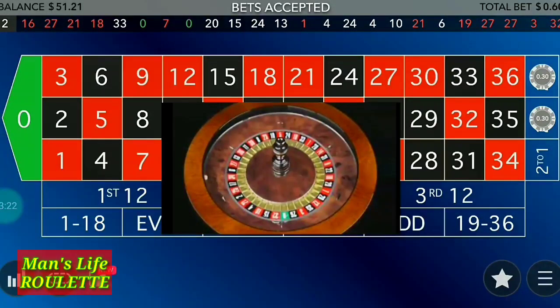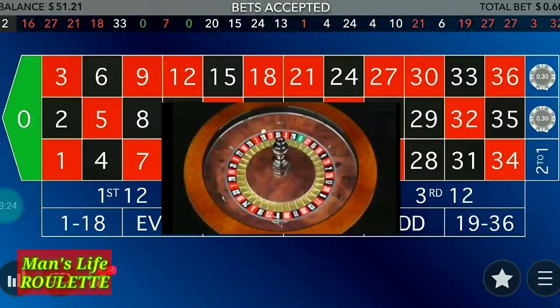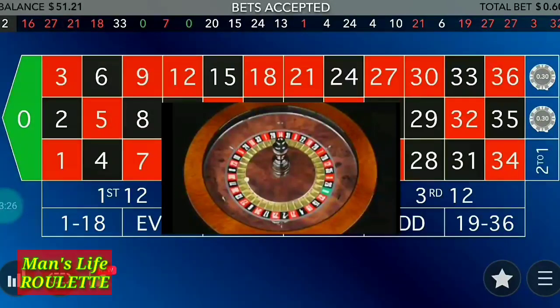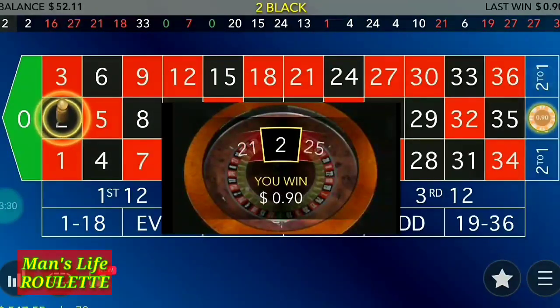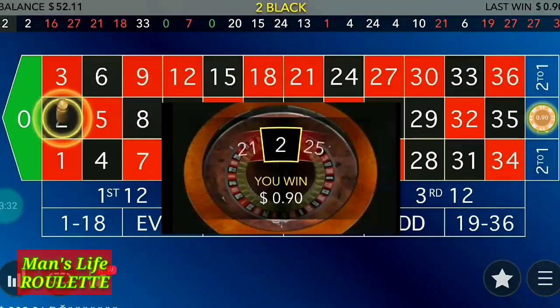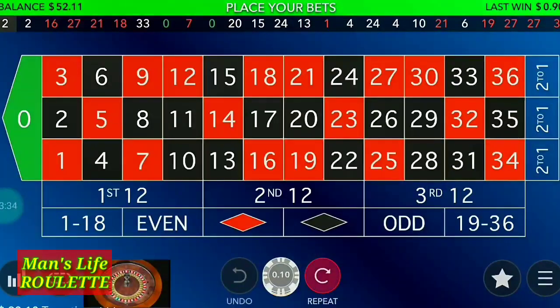So I hope you understand the logic behind putting the bets in such a way, first on the hottest one and second on the coldest column. So it was a 3 unit spin and I win the 3 unit spin. Now it's 2 units at both the positions.